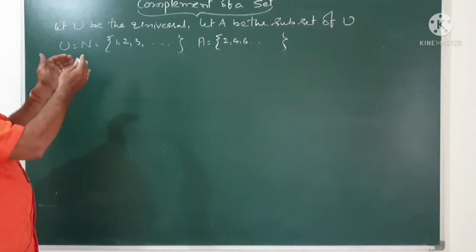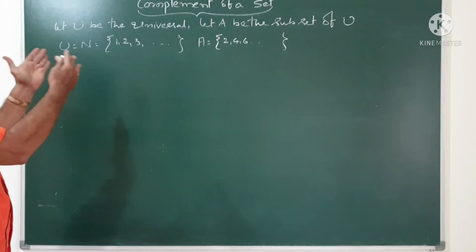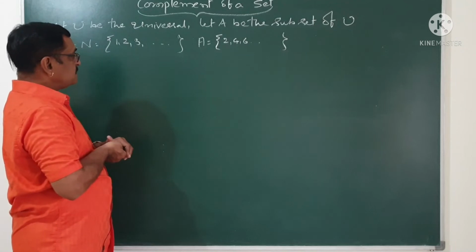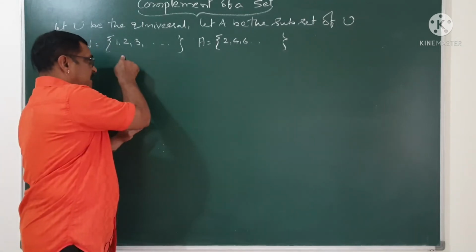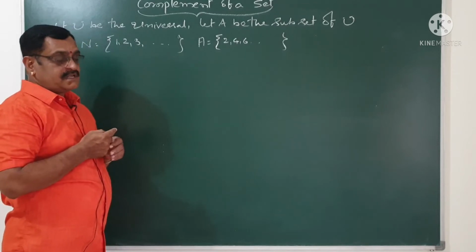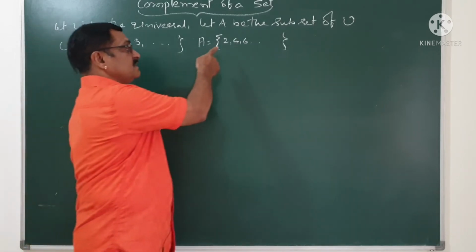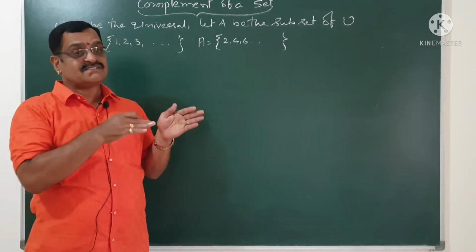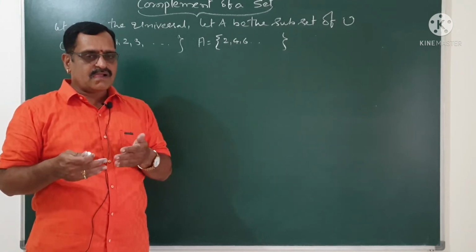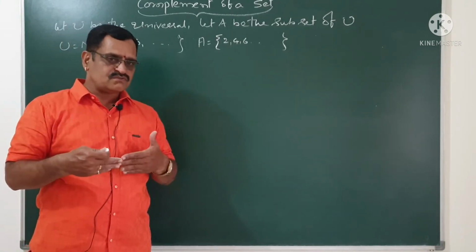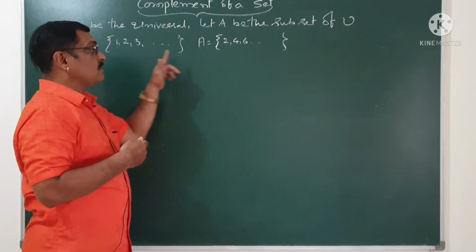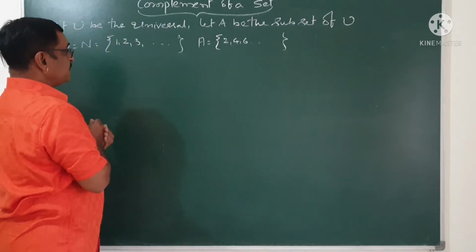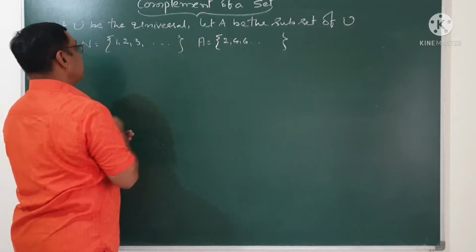Now, I want to separate those elements which belong to N, that means the universal set, but do not belong to the set A. I want to collect those elements and write them as a separate set. Again, I repeat, the elements which belong to set N but not A. If you observe carefully, which elements do you find only in N but not in A?